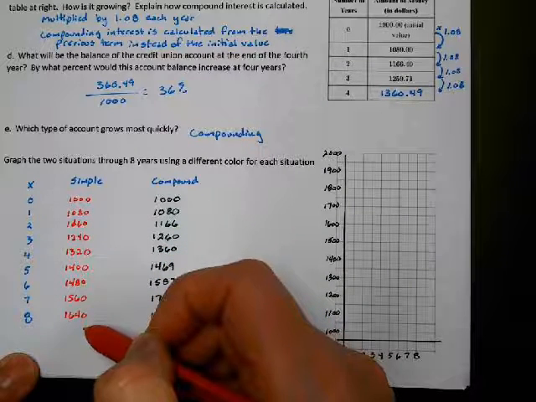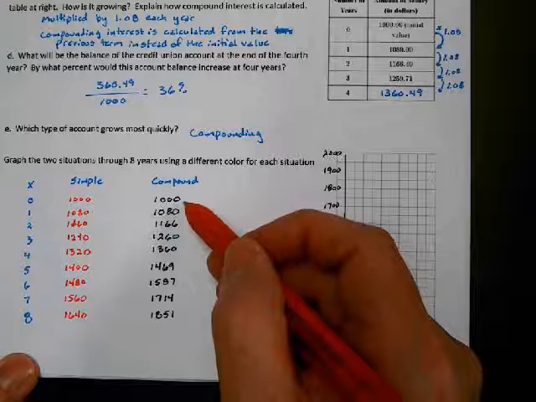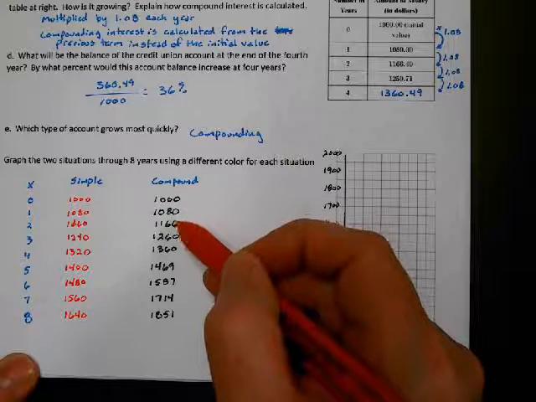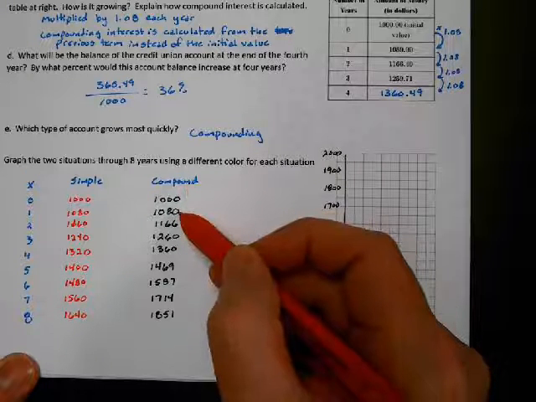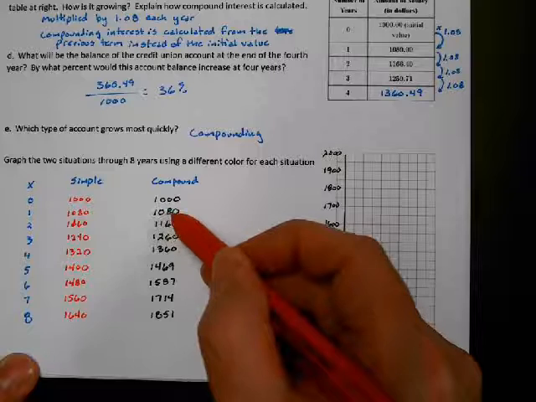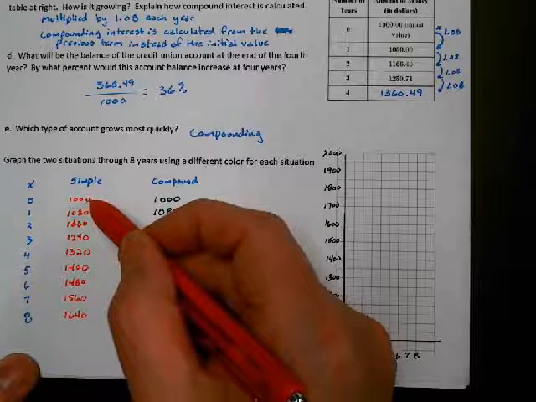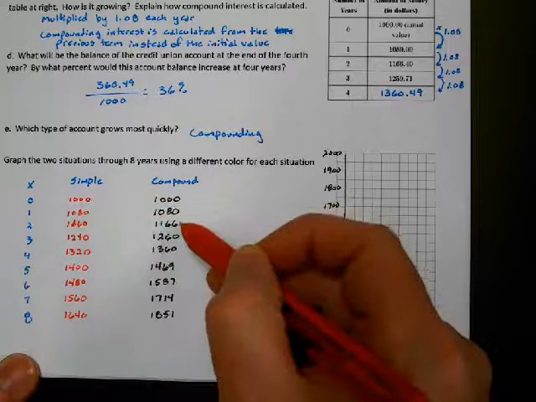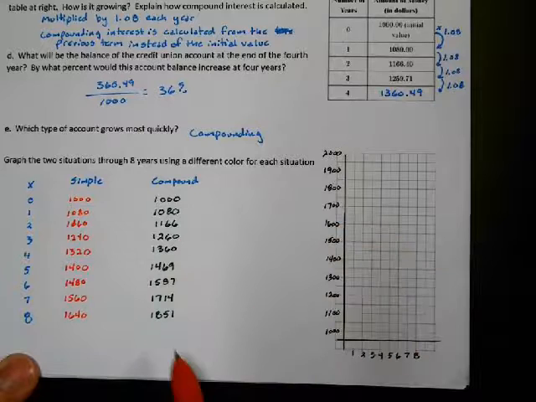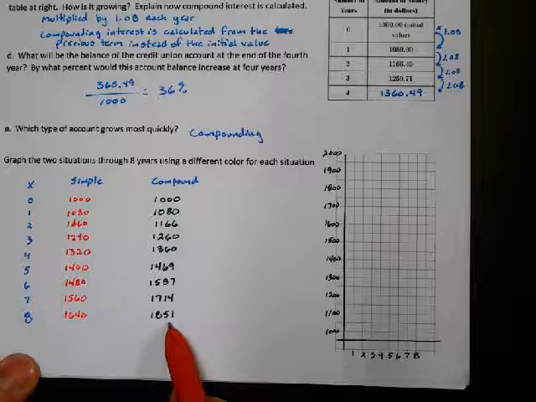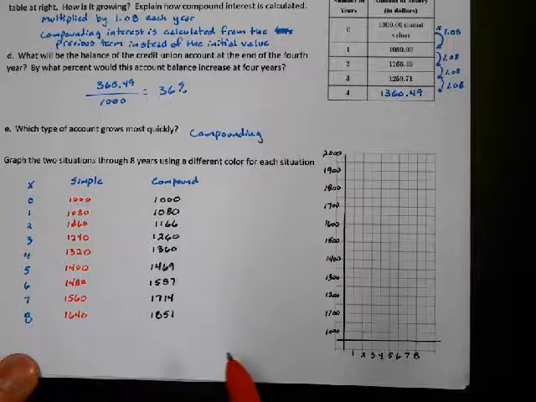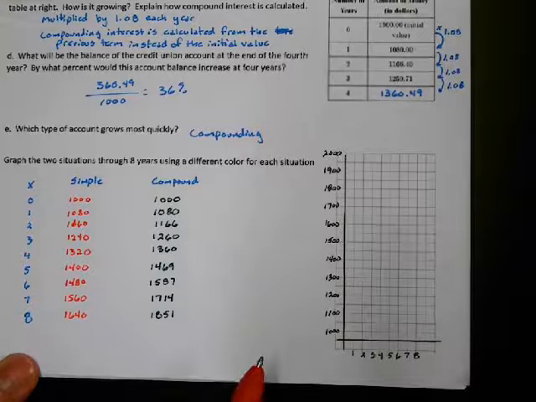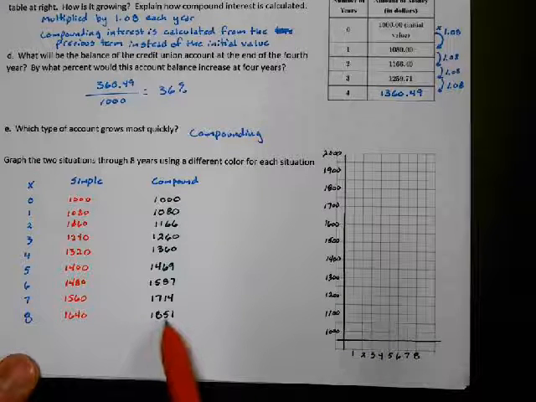Compounded in green over here starts at 1,000, goes to 1,080, just like simple interest, but after that it starts taking off because we start calculating interest based off the previous number instead of based off of 1,000. This one always calculates simple interest based on 1,000. This one calculates interest off of the previous number. And so this one makes it up to 1,851 after 8 years, which is like $211 more that would be made in compounding annually over just simple interest.